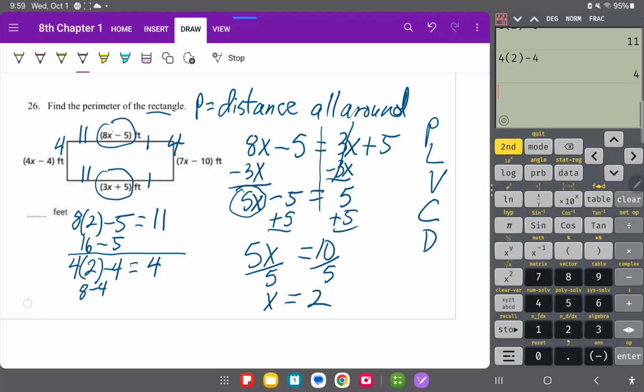So the overall perimeter is going to be 4 plus 11 plus 4 plus 11, or however you want to write it. We just have to add up all the sides. So we add that up. 4 plus 11 plus 4 plus 11. And that gives me an overall perimeter of 30 feet.